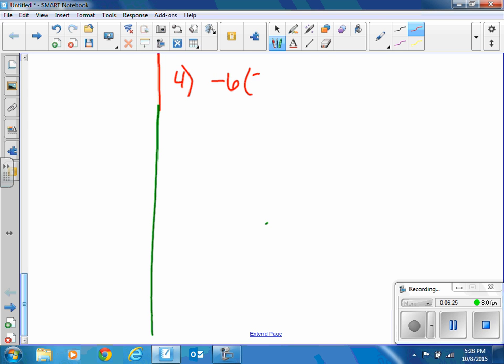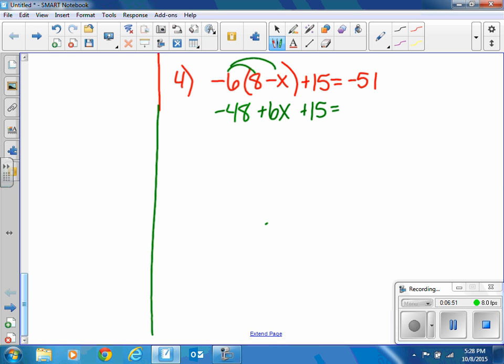Negative 6 times 8 minus x. Sorry, let me fix that a little bit so it's not looking messy. Negative 6 times (8 minus x) plus 15 is equal to negative 51. First step, just like it said in our notes, we have to distribute. Negative 6 times 8 is negative 48. Negative 6 times a negative x is a positive 6x. And then this 15 comes along, and that's equal to negative 51.